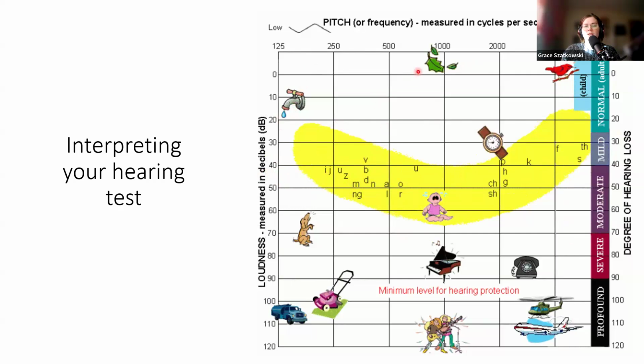And so I like these little pictures because they show you what kinds of aspects in the world you will need are captured within certain pitches and loudness. So for example, water dripping is a very soft sound, but airplanes, helicopters are very loud sounds. Lawnmowers are very loud, low pitch sounds, and birds are very high pitched, soft sounds.